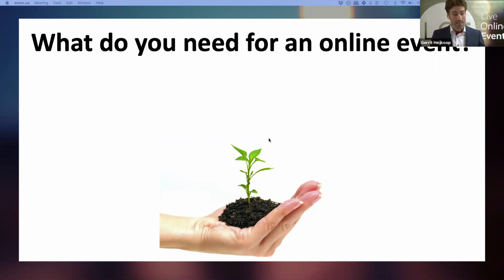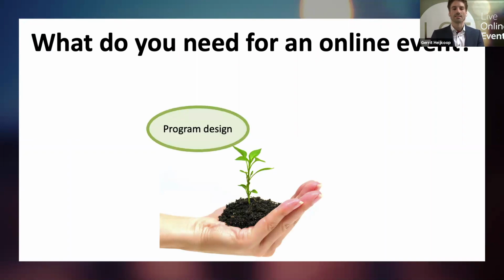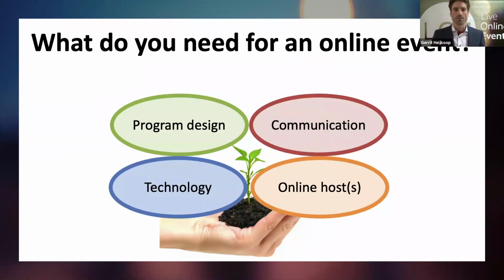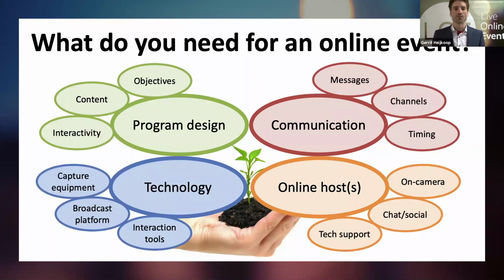Since it's spring now, I've visualized that as a little flower. And this little flower has 4 little leaves: program design, technology, online hosting, and communication and promotion. These are also the elements that you will see in a typical project plan, probably the elements that you will see in a typical online event budget as well. And as you can imagine, all these leaves have little baby leaves on the side of all the different elements that you will go into.